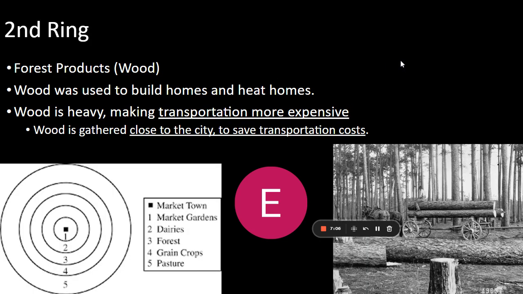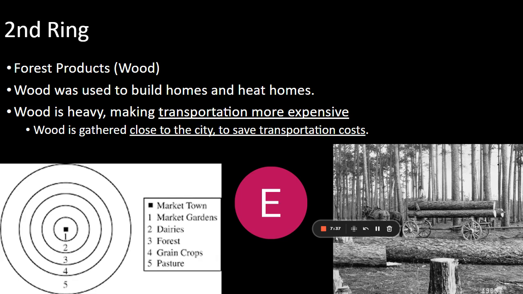All right, the second ring. So now we're in ring number 2. You're going to have wood products here. As you see, these are trees. Wood is used to build homes and heat homes. Remember, this model was invented before we had refrigerators. Things were still made of wood back then. The reason why we're looking for wood in this ring is because wood is heavy and hard to transport, and the transportation is expensive because it's heavy.